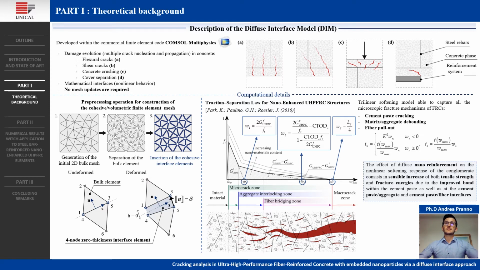The first two linear descending branches of the adopted trilinear softening model are associated with the initial and the total fracture energies of nano-enhanced ultra-high performance concrete, whereas the last descending slope is related to the additional energy required to debond and pull out the fibers from the cement paste, corresponding to the difference between the total fracture energy of the nano-enhanced ultra-high performance fiber-reinforced concrete and the total fracture energy of the nano-enhanced ultra-high performance concrete without fiber reinforcement.